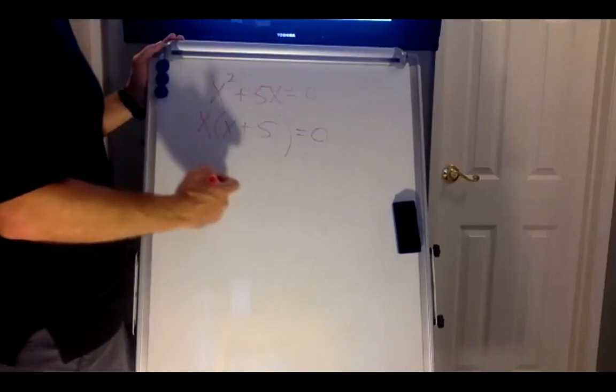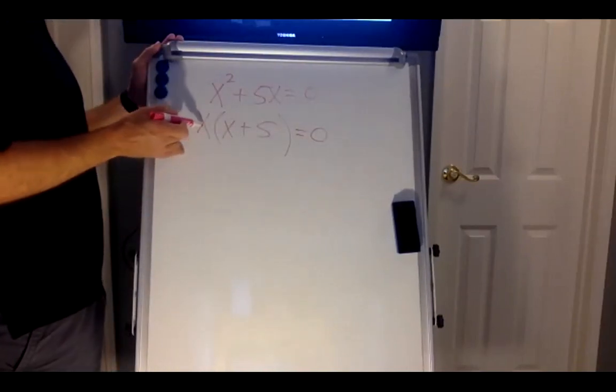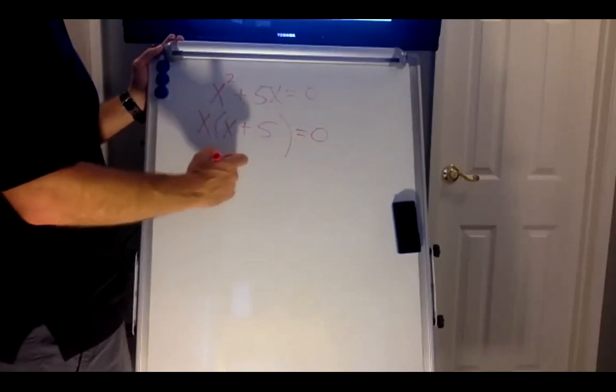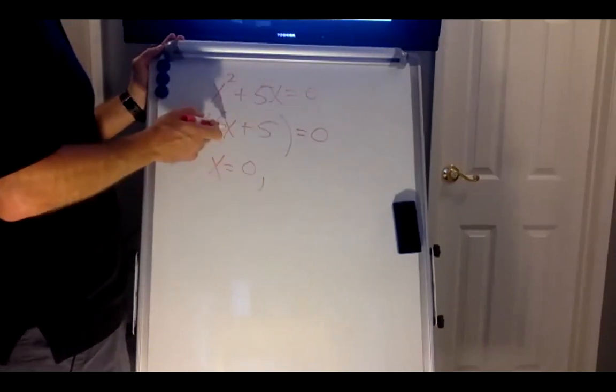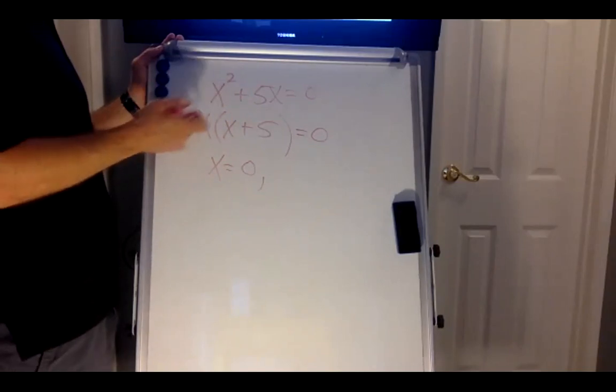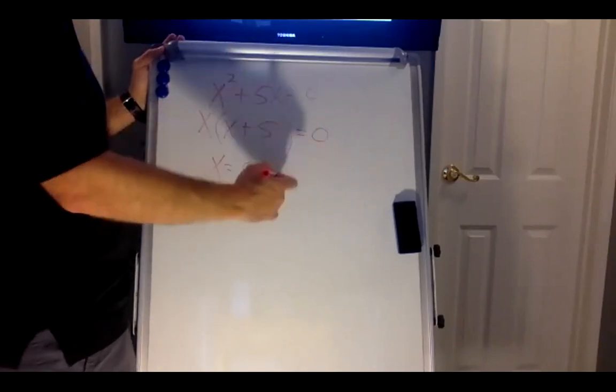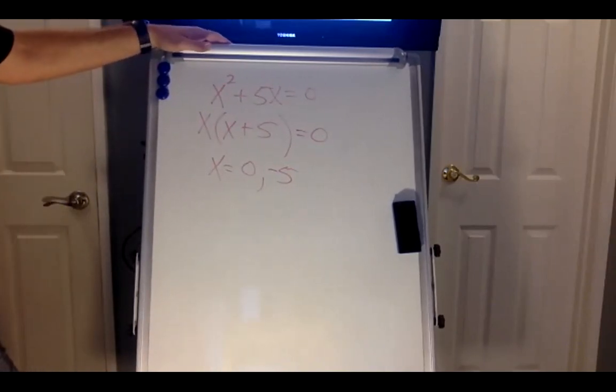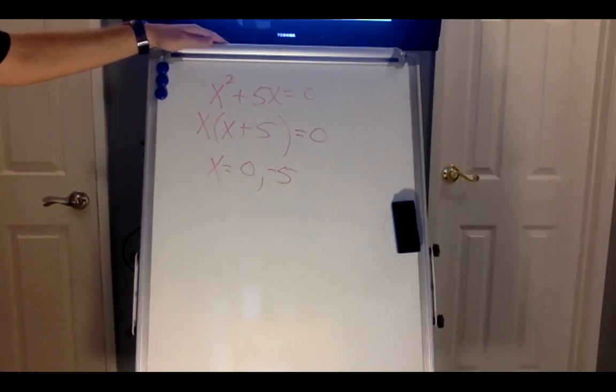Okay? If that's equal to 0, then if x was 0, this would be 0 times 5. It would be 0. So x could be 0. If x was -5, this would be -5 times 0, which would be 0. So there's two ways to make it 0. But then you could divide by x on both sides, and then there would only be one way to make it 0: -5. Isn't that an interesting concept?